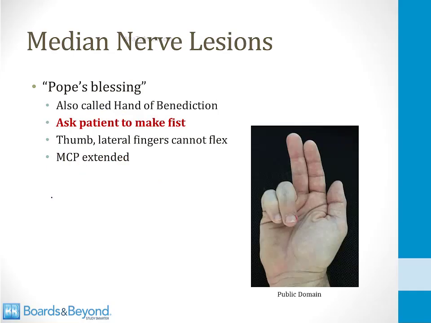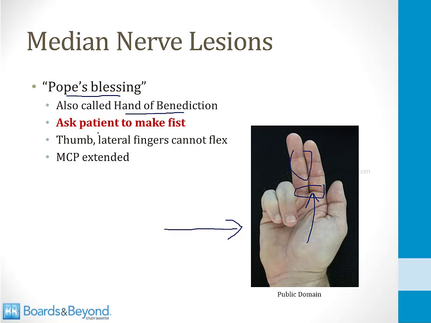Because of this pattern of weakness seen in median nerve lesions, there is a classic clinical finding called the Pope's blessing. It's also called the hand of benediction. This is shown on the screen here. So remember that patients with a median nerve lesion will have clawed symptoms on the median side of the hand. So these 2 fingers are extended at the MCP and they're slightly bent at the IP joints. That's the classic finding in a median nerve lesion.